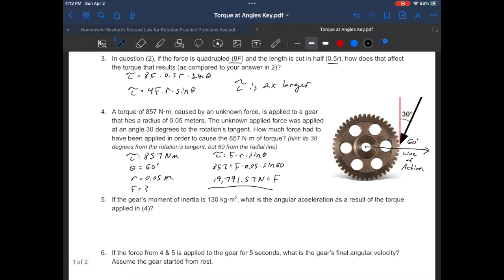Number 5, if the gear's moment of inertia, also known as rotational inertia, or the I, is 130 kilogram meters squared, what is the angular acceleration as a result of the torque applied? We know that torque is equal to I alpha, so alpha would be equal to torque over I. The torque they gave us in the previous problem is 857, and they're giving us the rotational inertia of 130. 857 divided by 130 gives us 6.59 radians per second squared.